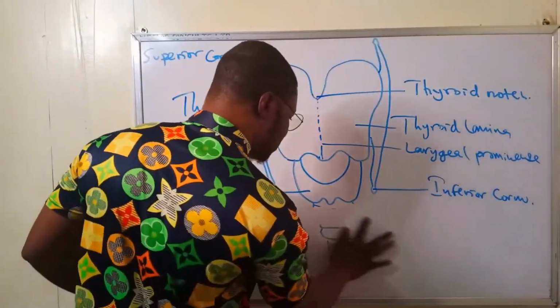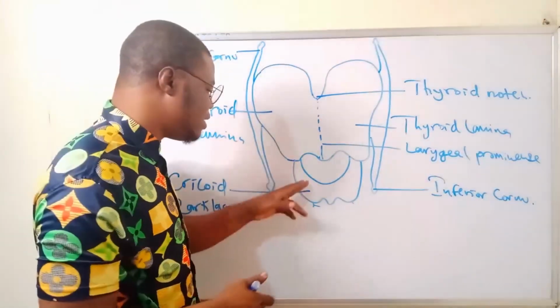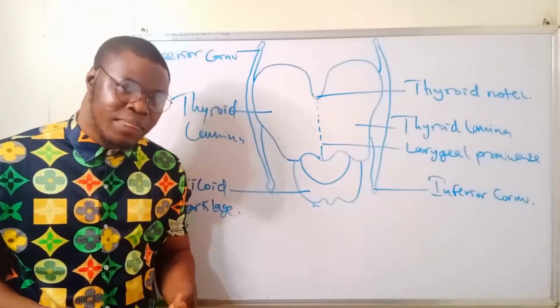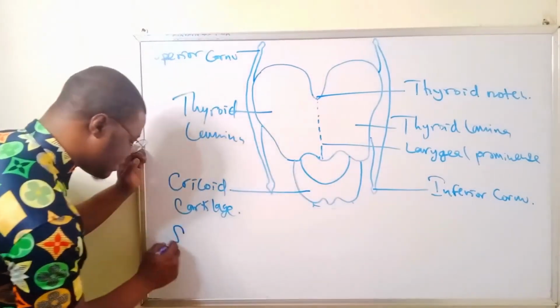This is not straight, I'm sorry, so we'll deal with it later. Don't worry. The point is that this cricoid cartilage completely encircles the larynx inferiorly. And now what I'm going to say about it is that it resembles something called a signet ring.